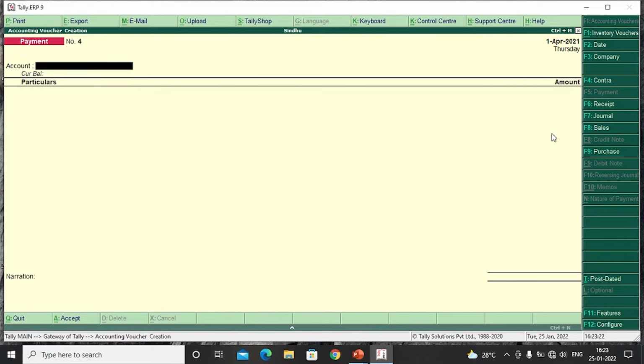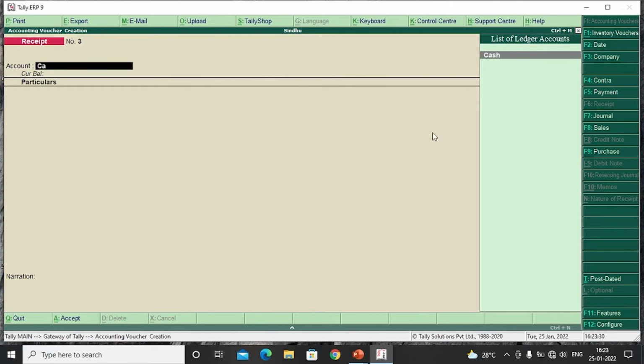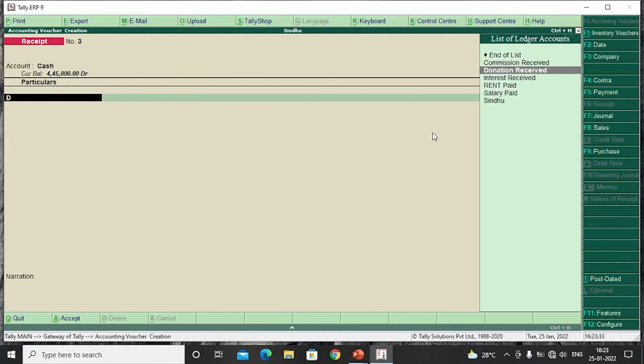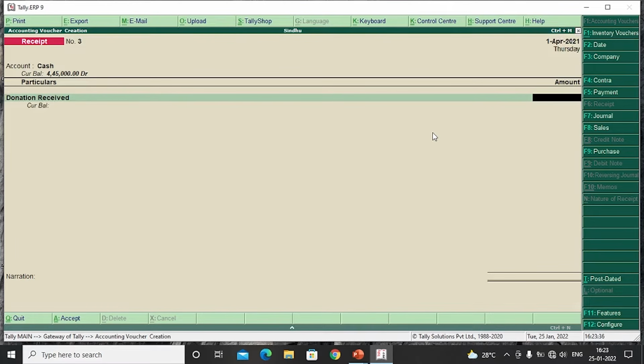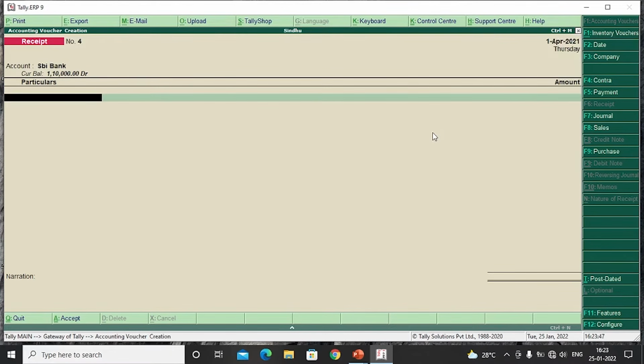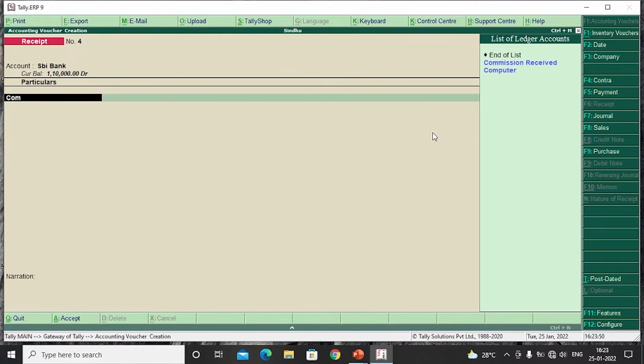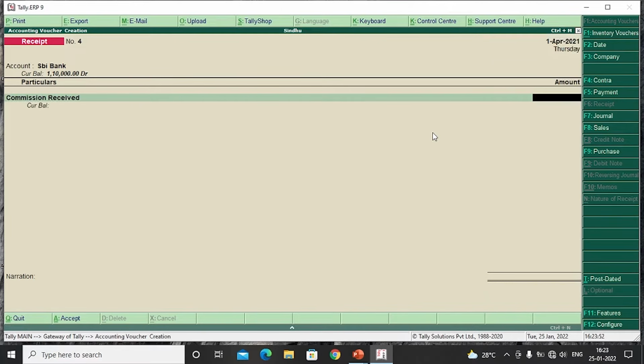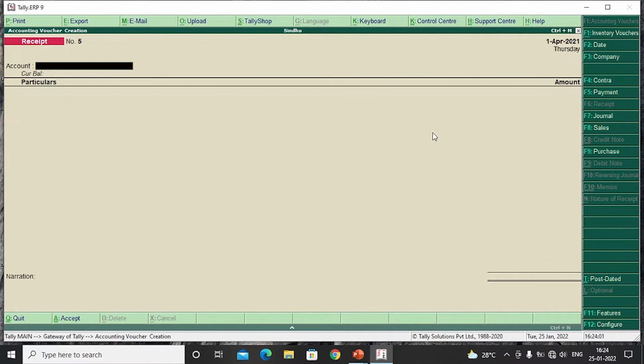Next, donation received. We are receiving the donation, so it should be entered in a receipt voucher. Cash, donation, receipt, amount is 10,000. Now press Ctrl plus A. Commission received through bank. Commission received should also be entered in a receipt voucher because we are receiving the commission. 20,000. Now accept this voucher by pressing Ctrl plus A.